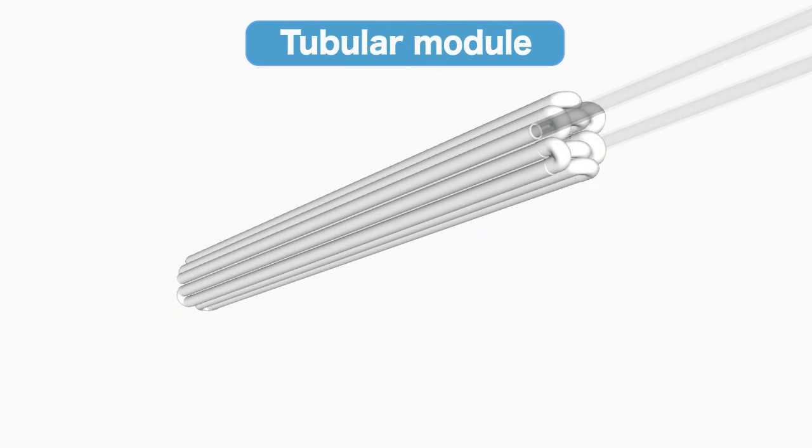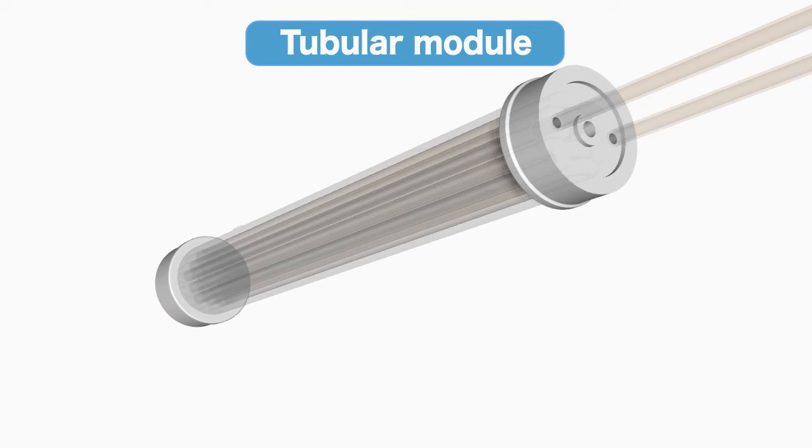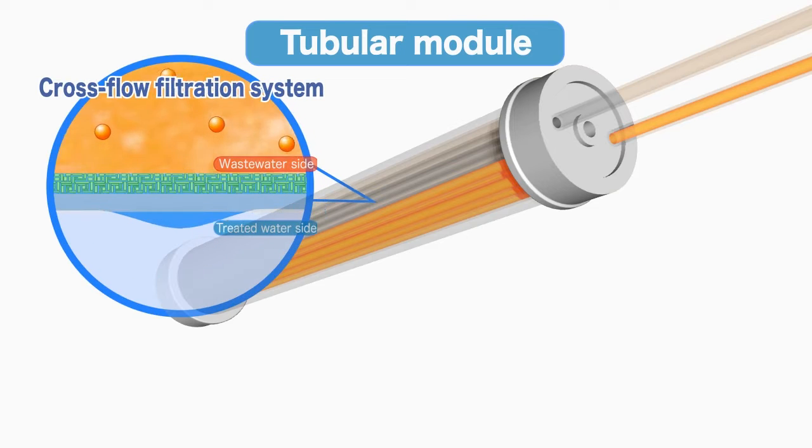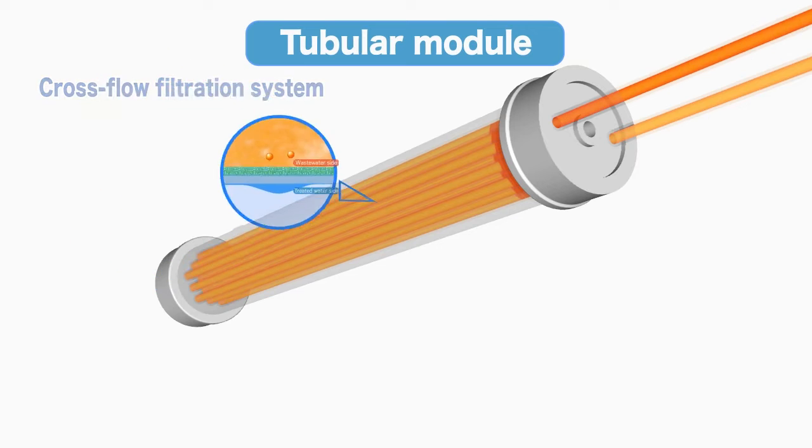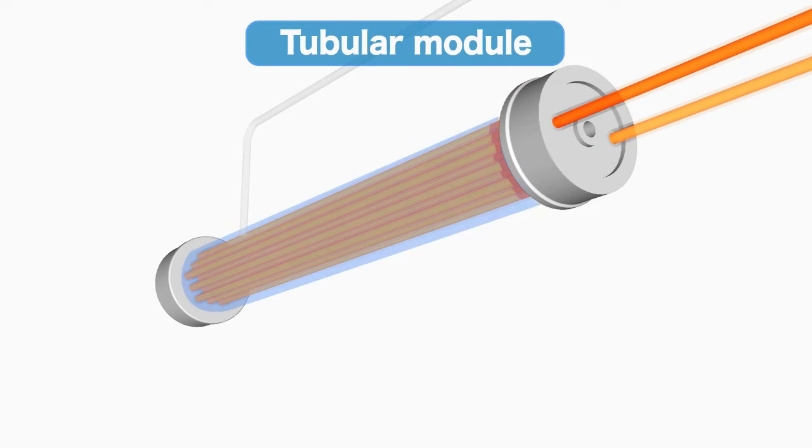The membrane module consists of 18 tubular membranes that are connected in series and housed in a casing. Wastewater is passed through the tubular membrane and filtered. The wastewater is in contact with the membrane for a long period of time, so the separation is very effective. The separated treated water accumulates in the membrane module and is discharged out of the system.